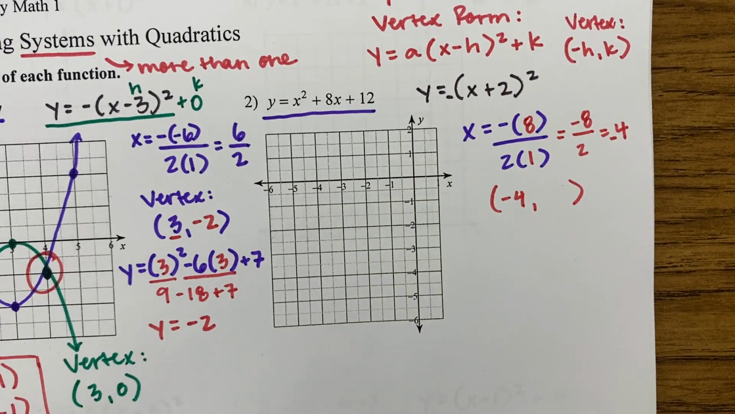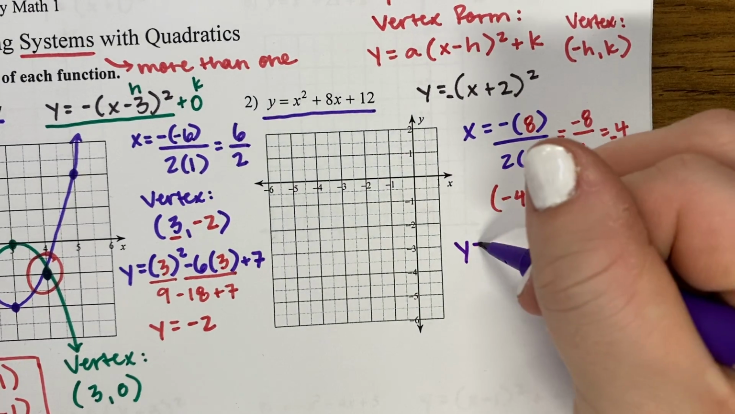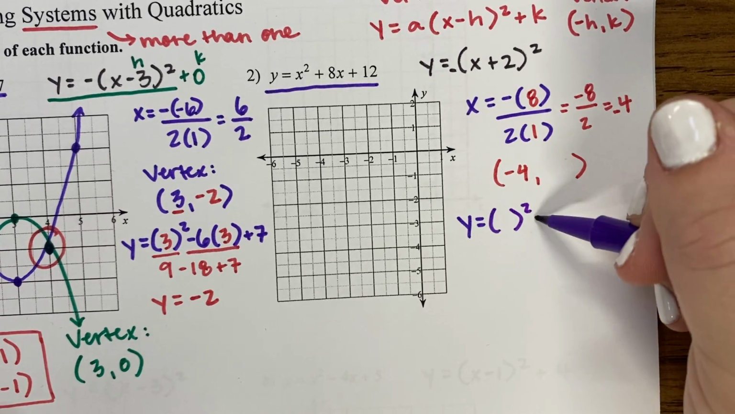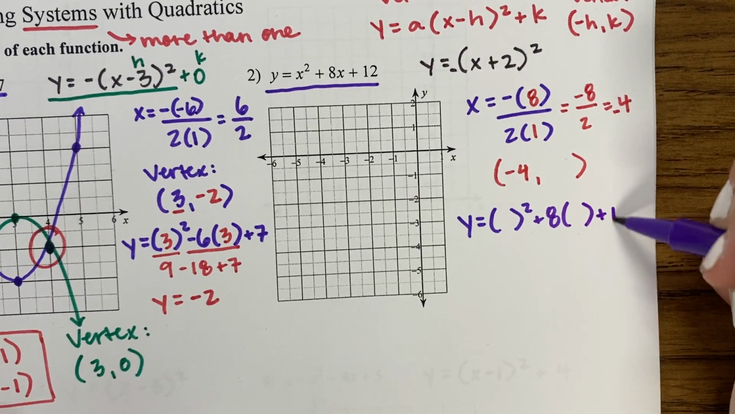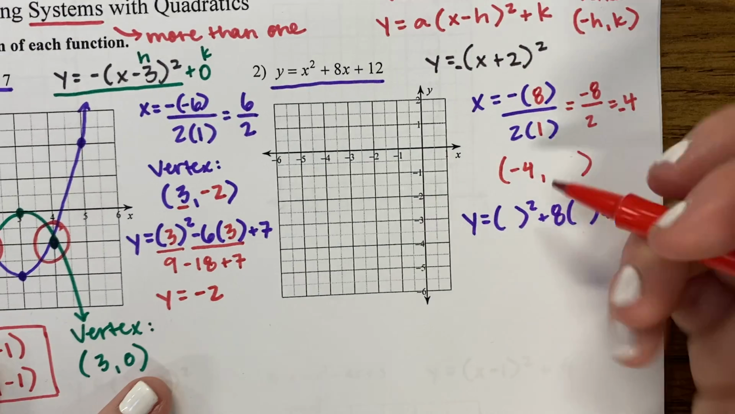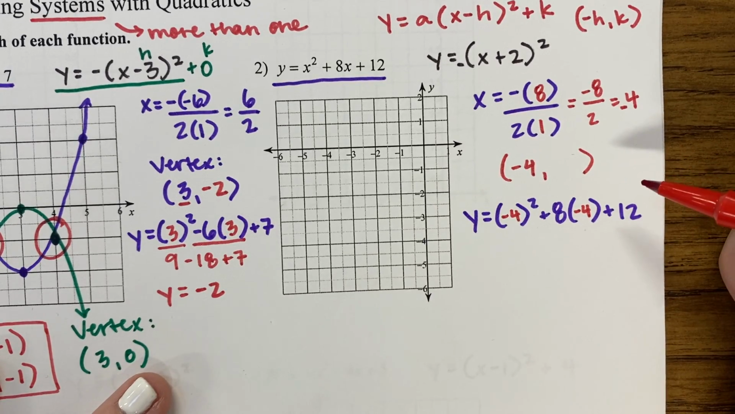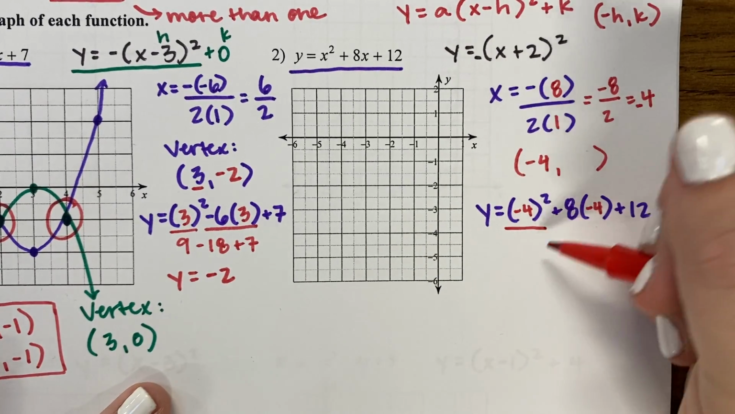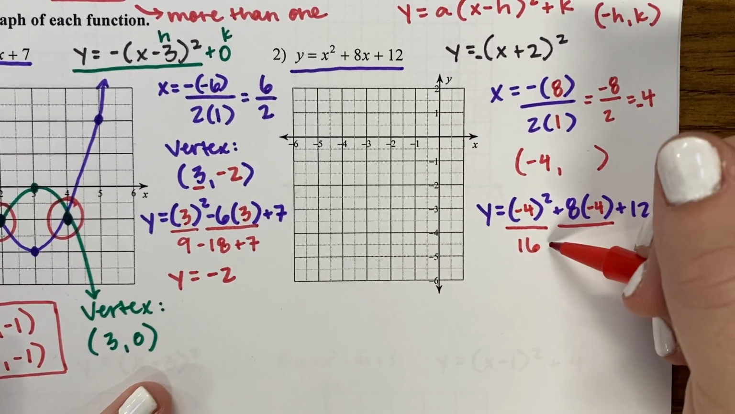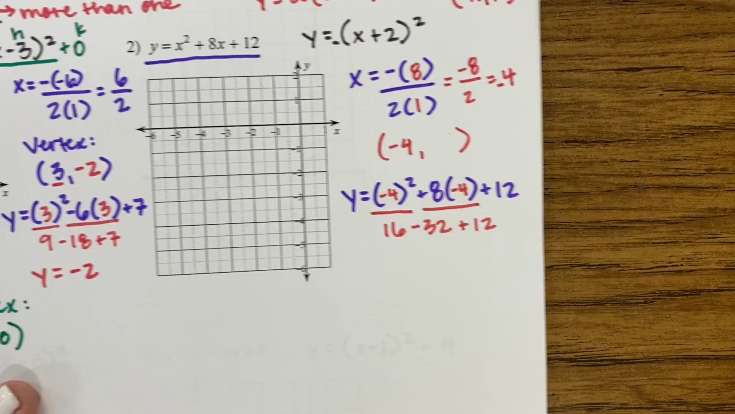We are going to use this x and plug it back into our entire quadratic. So y is equal to x squared plus 8x plus 12. I'm going to plug in my x, which was negative 4. So negative 4 squared plus 8 times negative 4 plus 12. Now we can just solve this. Negative 4 squared gives me positive 16. 8 times negative 4 is negative 32. And plus 12. I'm just going to put this whole thing in my calculator.